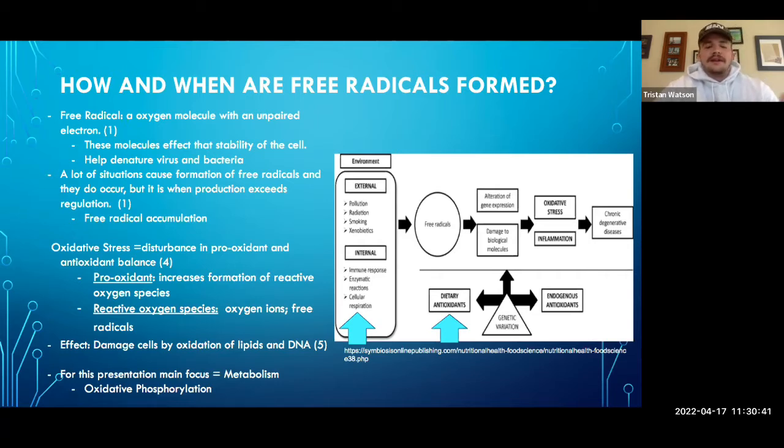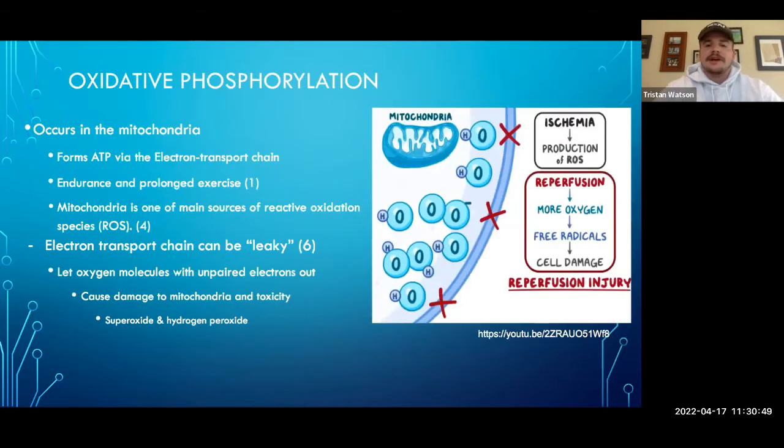For the next slide here, we're going to go over oxidative phosphorylation and how the metabolism affects this free radical formation. When we're talking about oxidative phosphorylation, this occurs in the mitochondria. We're relying on oxygen for the metabolism to form ATP. Most of our ATP is going to be generated in the electron transport chain, and that's where we're going to see the main formation of these ROSs, or the free radicals.